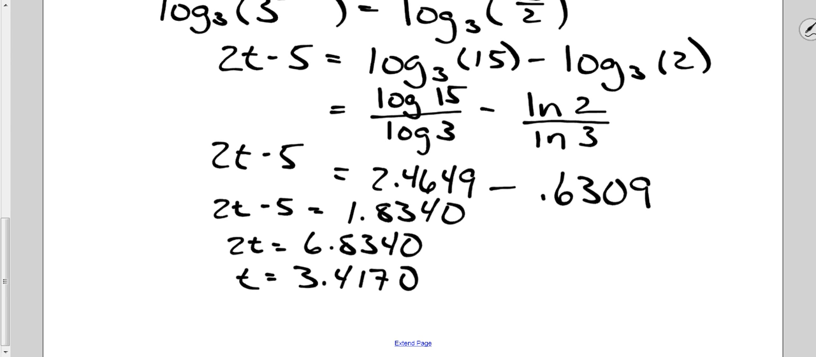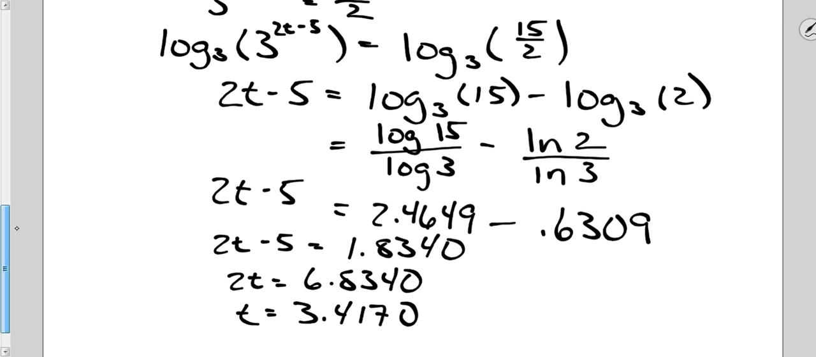Now, riddle me this, Batman. Let's go back to log base 3 of 15 halves. Change base of that. This side, use common log on your calculators. This side, use natural log. You guys are doing natural log. You guys are doing common log. I posit that you get something very close to 1.8340. Okay. Let's see if you're right.